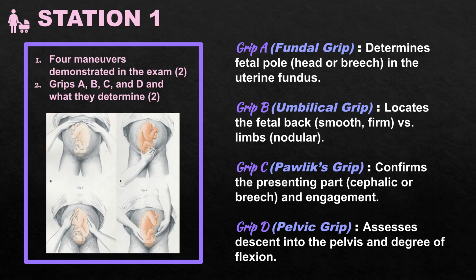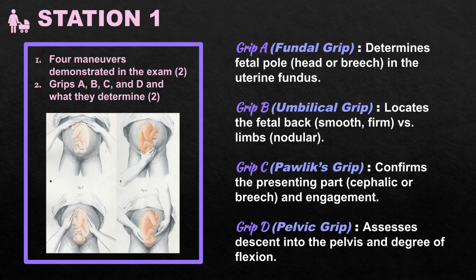Grip B is known as the umbilical grip. The examiner palpates the sides of the uterus. The goal is to identify the fetal back. The back feels smooth, firm, and continuous. The limbs feel irregular and nodular. Identifying the fetal back helps determine fetal position and where the fetal heart sounds will be best heard.